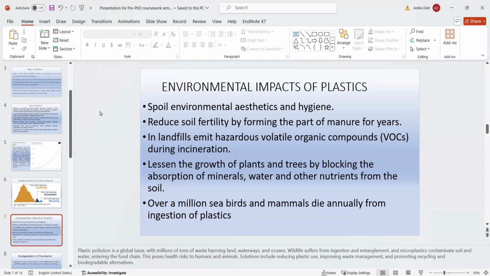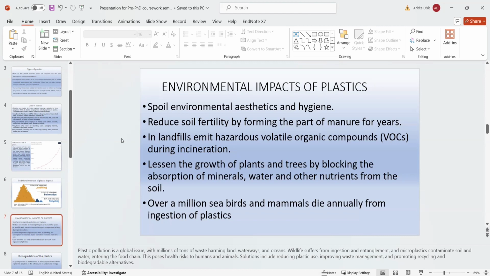So it causes hazardous effects on the environment. So here we will see what the impacts of plastic are. First, the soil environment, aesthetics and hygiene. It impacts the soil environment, like it reduces soil fertility by forming a part of manure for years.